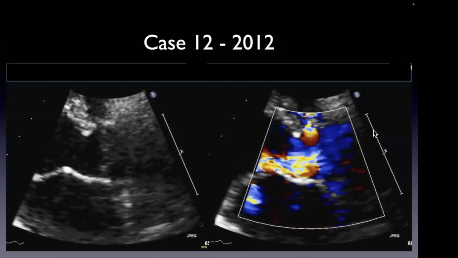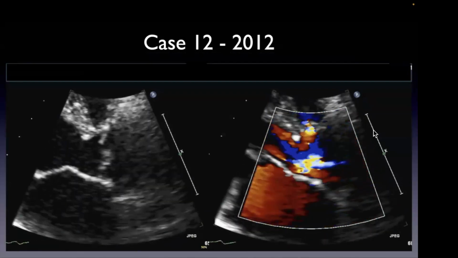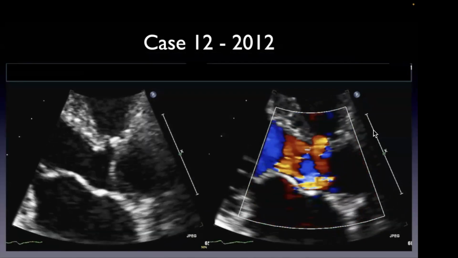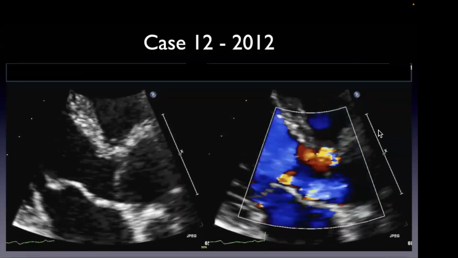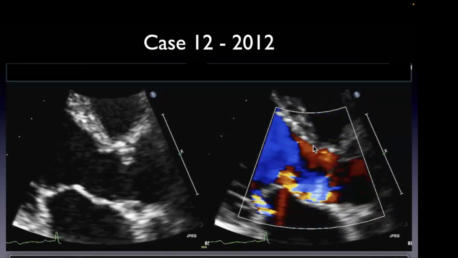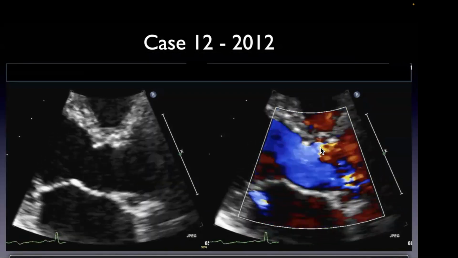So of course, this is where you nail it on other views, right? This is a long axis view. This shows the membranous VSD, right? You see it's actually below, on the LVOT side of the aortic cusps.